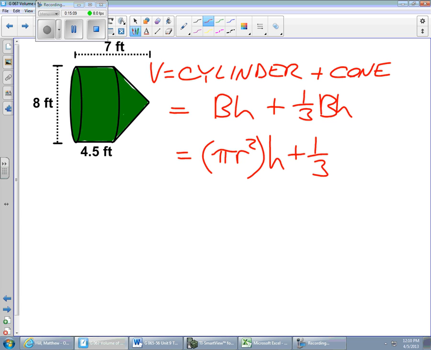Big B is the area of the base. Our cone has a base that is a circle, so we need to know the area of a circle. It's the exact same thing: pi r squared h. All I did there was transform the formula to match the shape that we have going on. Now we can plug in for the variables a little bit easier.